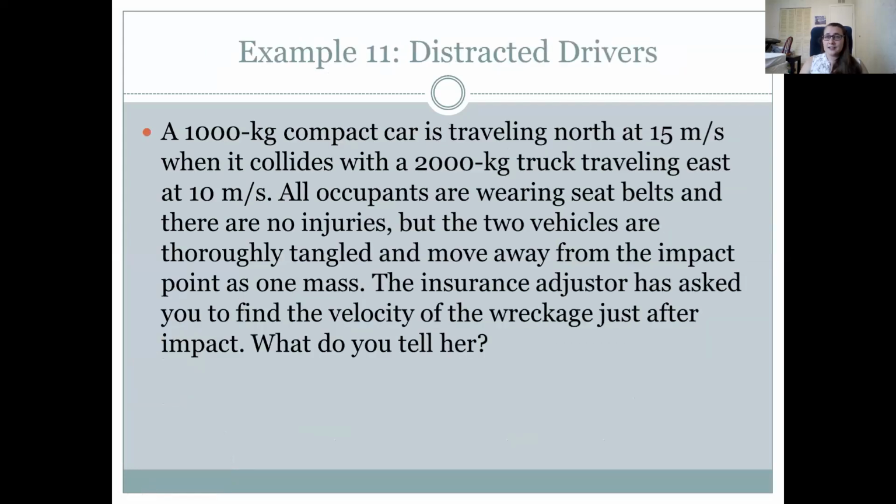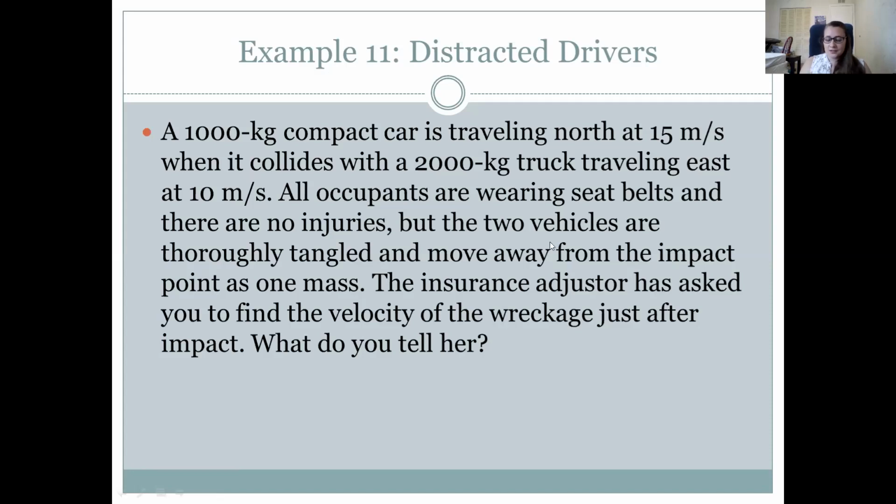So we're going to do, as I said, some more examples today and some more advanced examples. So in this example, a 1,000 kilogram compact car is traveling north at 15 meters per second when it collides with a 2,000 kilogram truck traveling east at 10 meters per second. All occupants are wearing seatbelts and there are no injuries, but the two vehicles are thoroughly tangled and move away from the impact point as one mass. The insurance adjuster has asked you to find the velocity of the wreckage just after impact. What do you tell her?